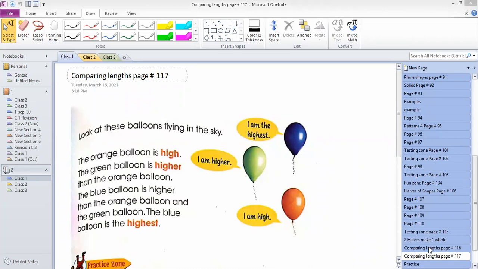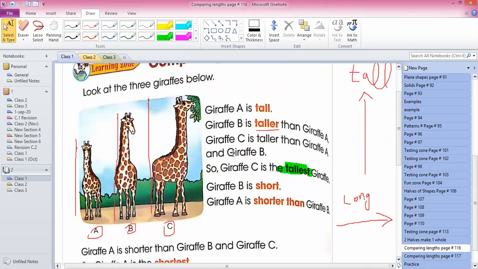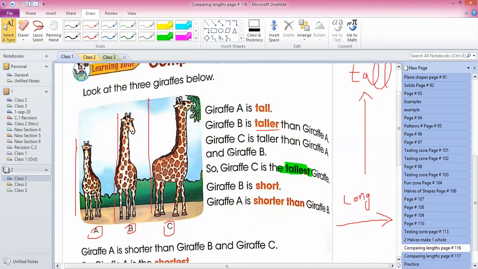What we are studying, guys, is comparing lengths, and you have learnt how to compare lengths. If there are three or four animals, you have to compare their height. So you use either tall, taller, or tallest. Giraffe C is the tallest of all, because giraffe C is taller than A and B, and giraffe A is the shortest because it has less height than B and C.